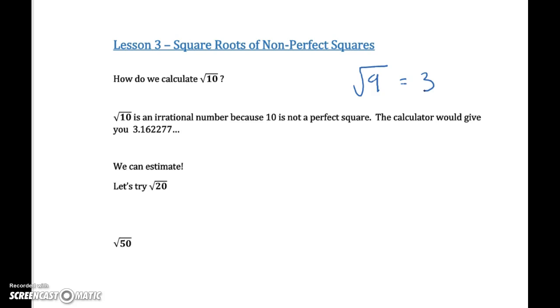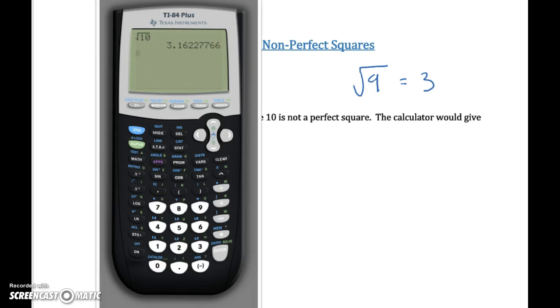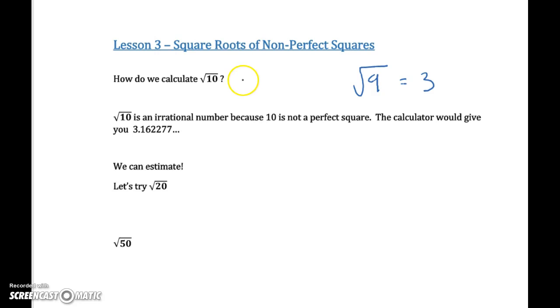So, we can always get our calculator out and see what the calculator gives us. Square root of 10 is 3.1622, and again, this would give you an irrational number that would keep going on forever. And we can round this off to 2 decimal places, 3.16 in this case.